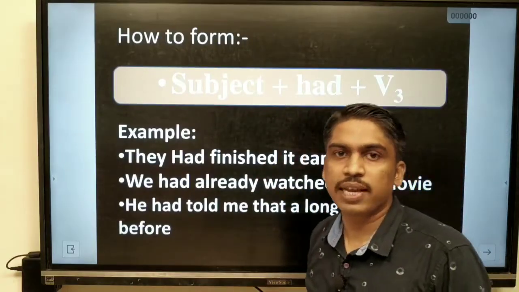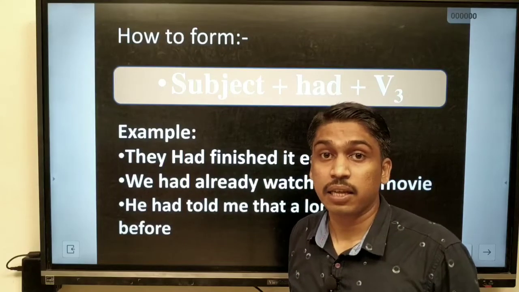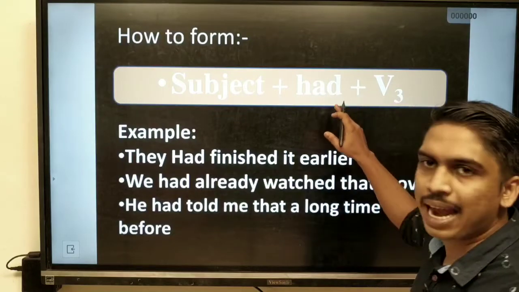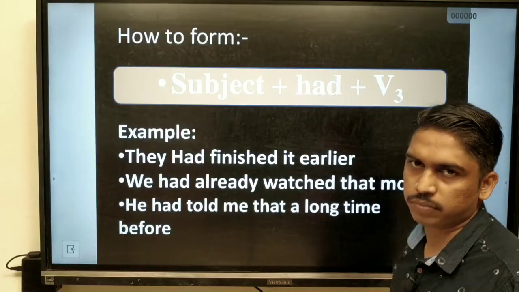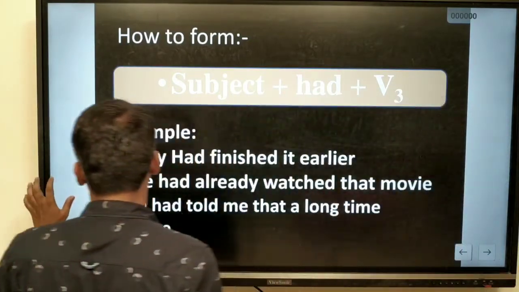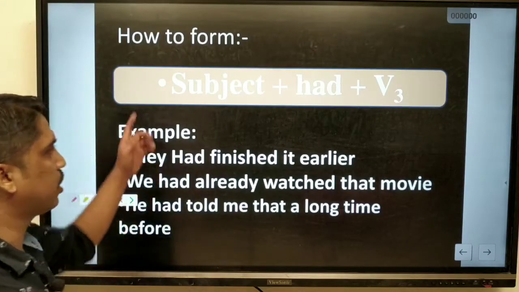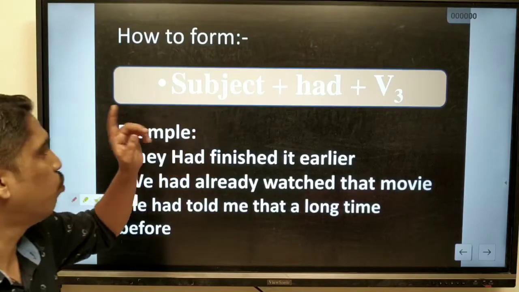Now we can see how it is formed. Subject plus had plus verb 3. Verb 3 ഫോം ആണ് നമ്മൾ യൂസ് ചെയ്യേണ്ടത്. ഏതിനോട് കൂടെ? ഹാഡും വേണം. Okay, subject plus had plus verb 3.